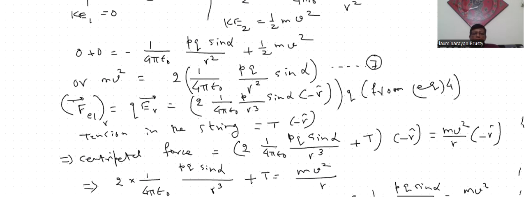This is the ER. This is Q. Tension in this thing, let it be T in the minus R cap direction. Tension is an auxiliary pull force, as you know. So what is the centripetal force? It is the electrical force plus the tension force. That must be mass times acceleration, v square by r. So mv square by r.